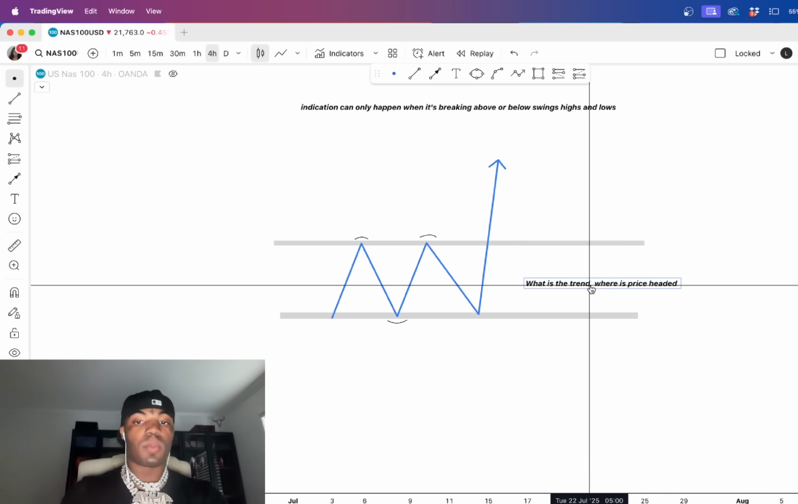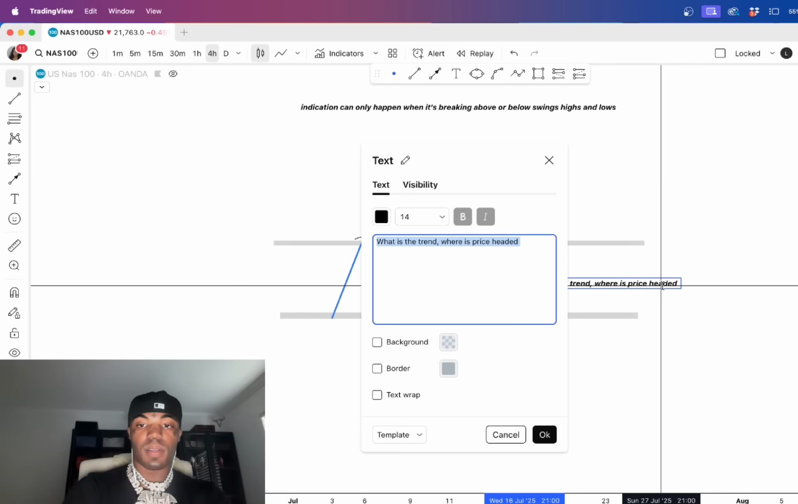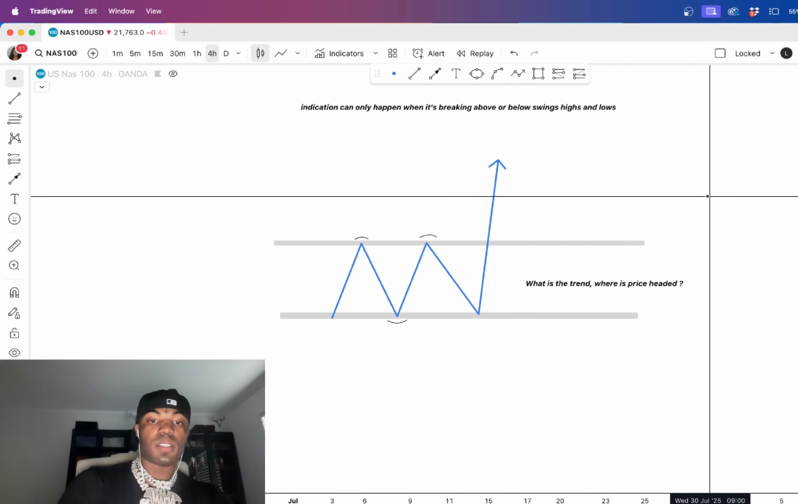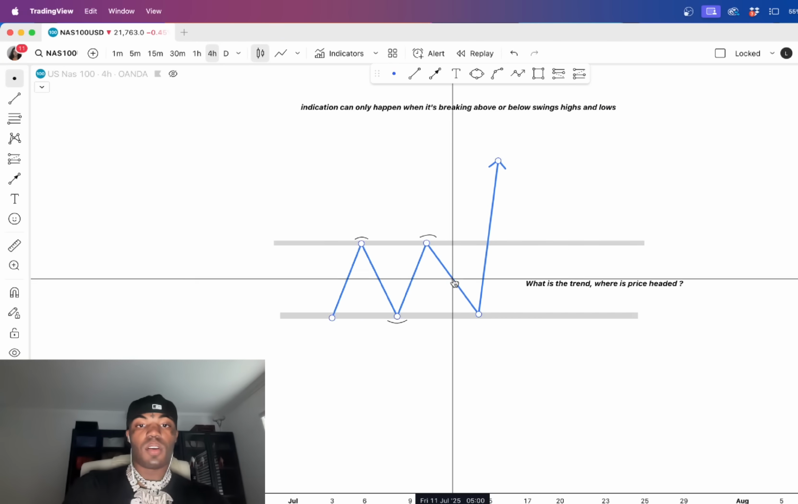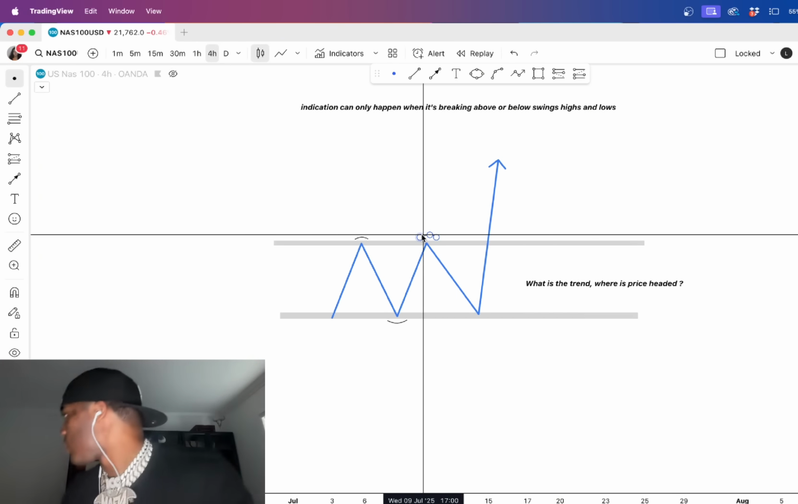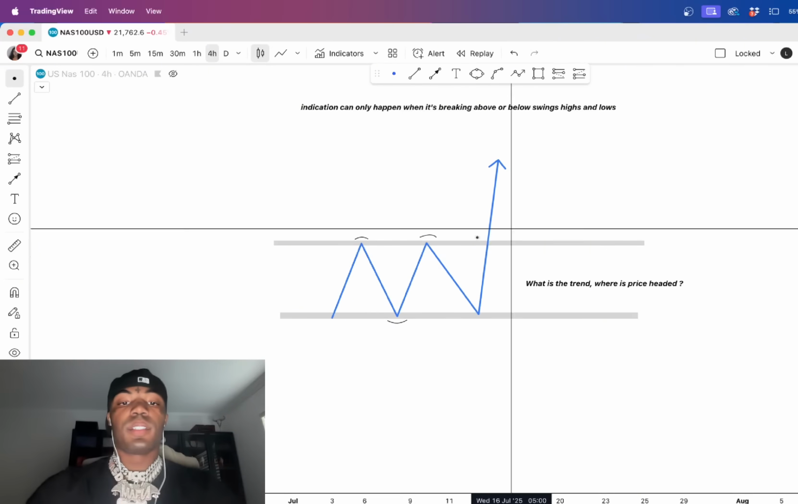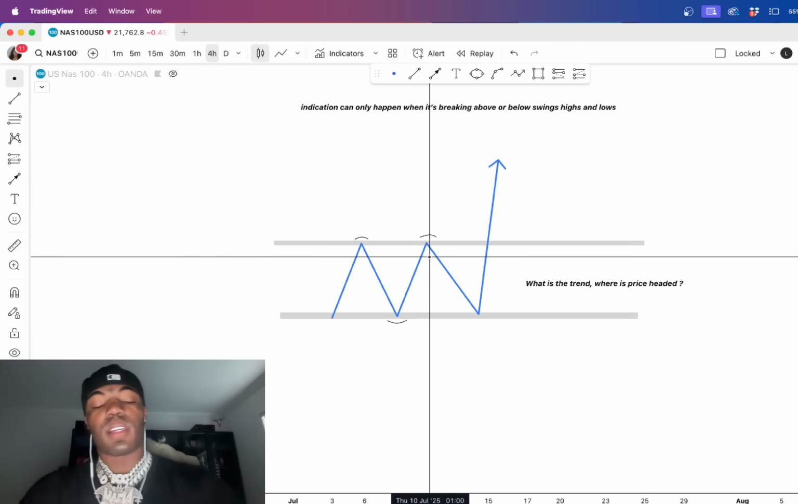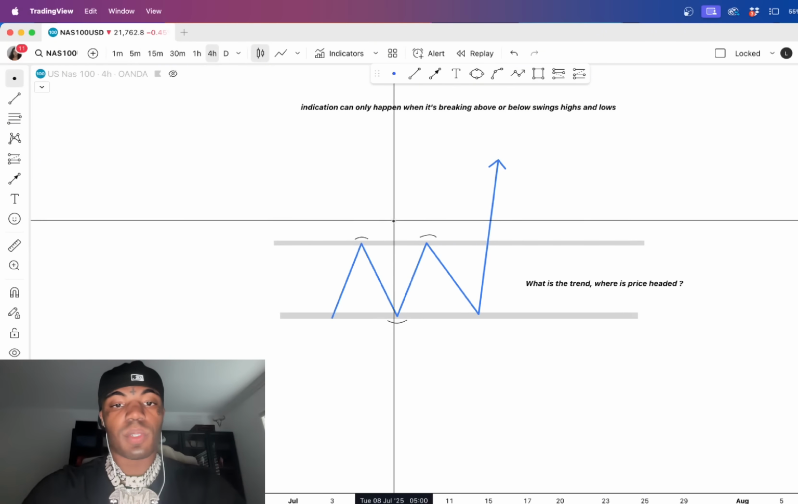So they normally ask both of these two things, right? What is the trend? Where is price headed? And the best way to answer these two questions is overall looking at those swings. The best way to answer this is: what is the trend?